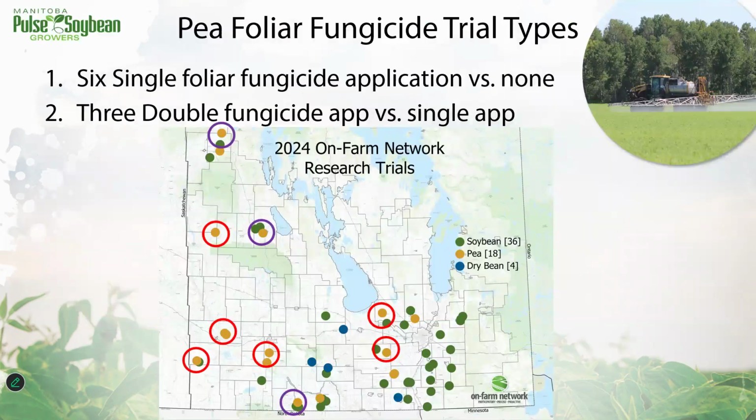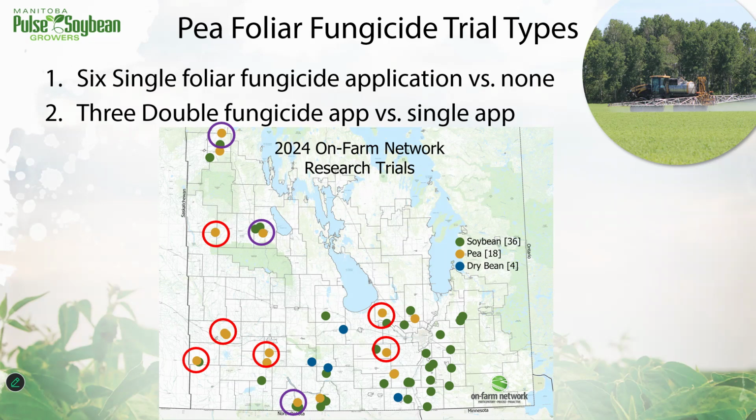So with that introduction, let's talk about on-farm trials comparing pea fungicide strategies. And we have two trial types. The first compares a single fungicide application at flowering versus none, and the second trial type compares a single fungicide application, also at early flowering, to a second fungicide application. So two fungicide applications versus one.